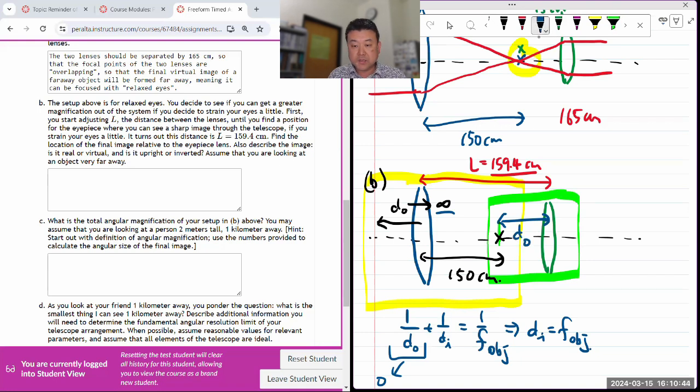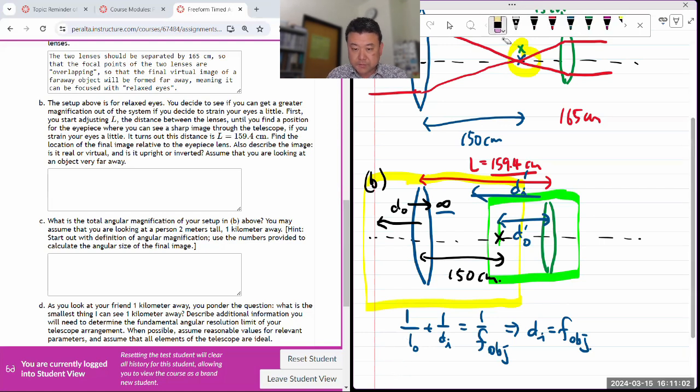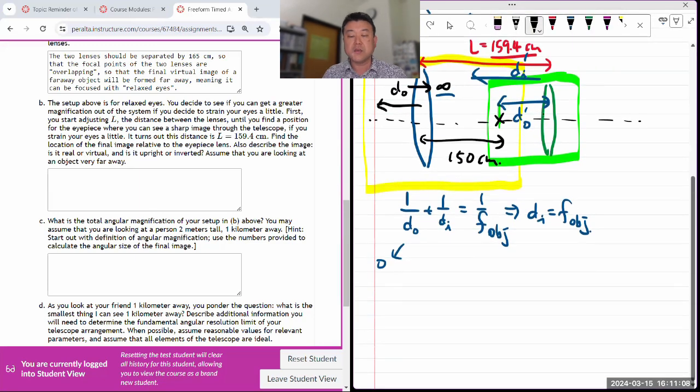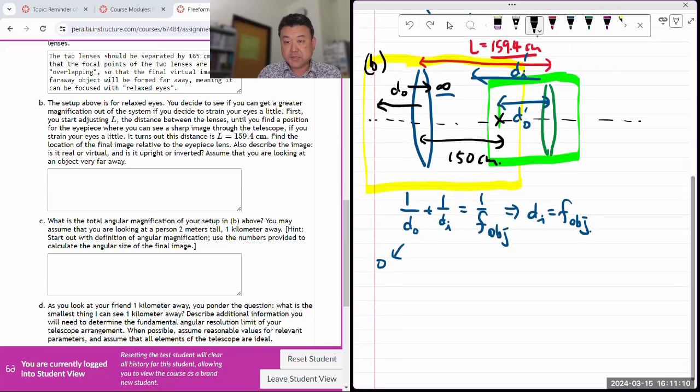This is going to be DO prime. It'll form some image somewhere. I think it's going to be somewhere out there. Virtual image. So let's write down the equations and see. Let me get rid of these so I don't have to, or actually never mind. I think I can scroll. It's not too much scrolling. So let's work out the second stage.